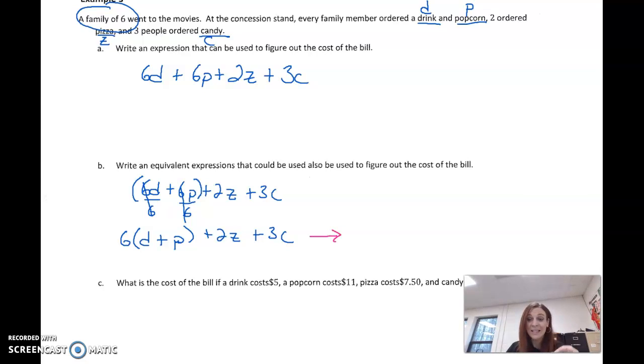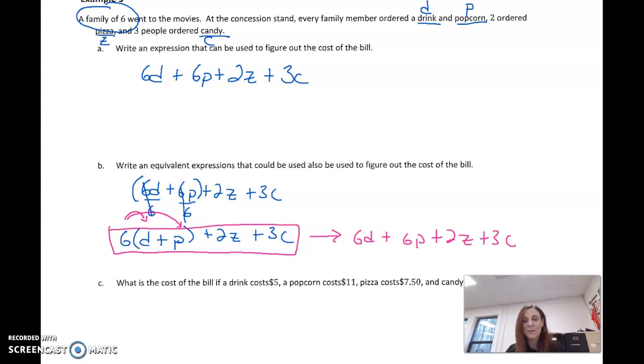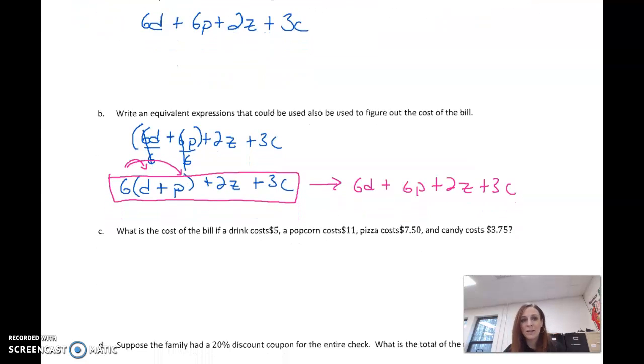Remember, this is an equivalent expression, and it's equivalent because if I use the distributive property, this would be 6 times D plus 6 times P plus 2Z plus 3C. So if you were given this and asked, is this the same thing, you could use your distributive property and say, yeah, it is. So this right here is an equivalent expression. Now we can use either one to figure out the cost.